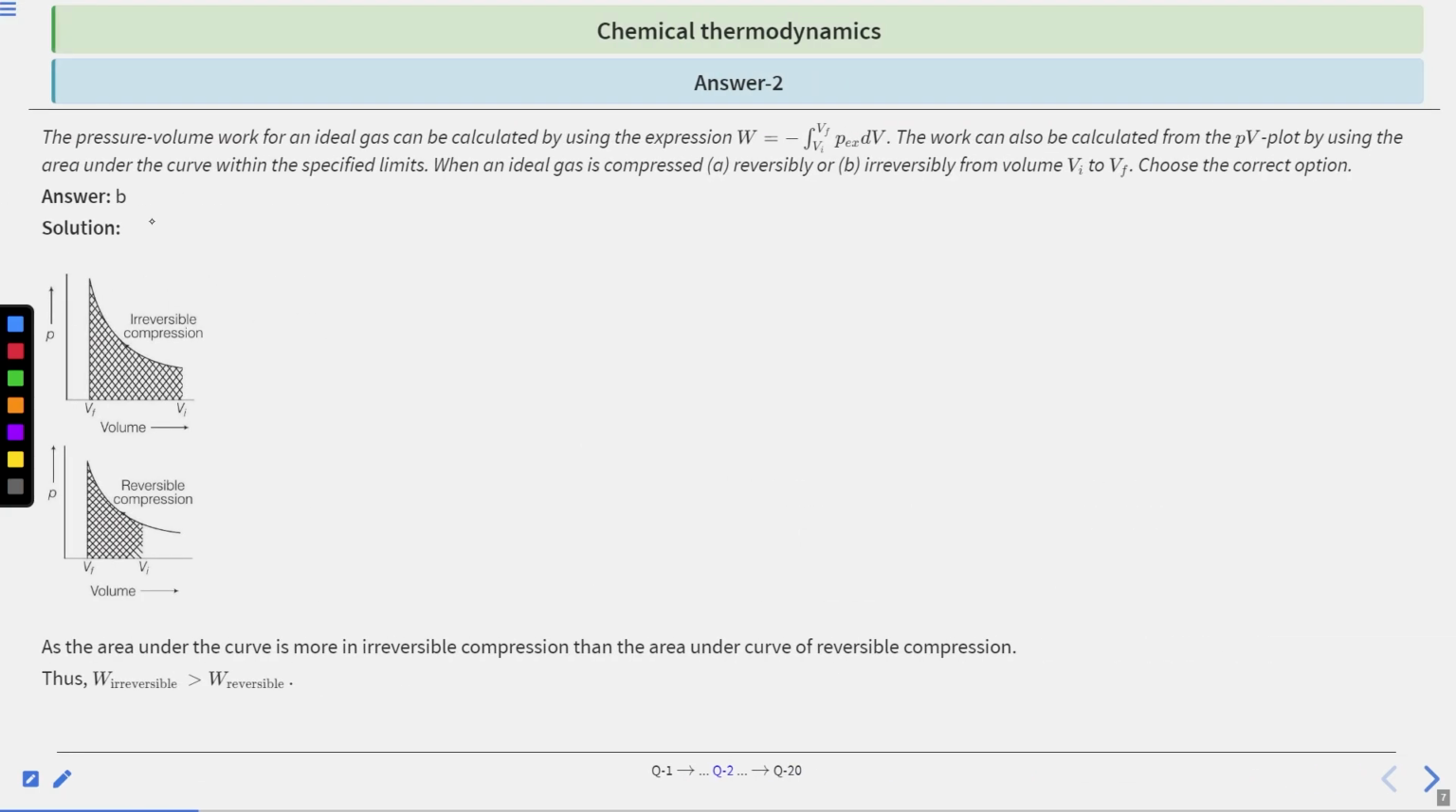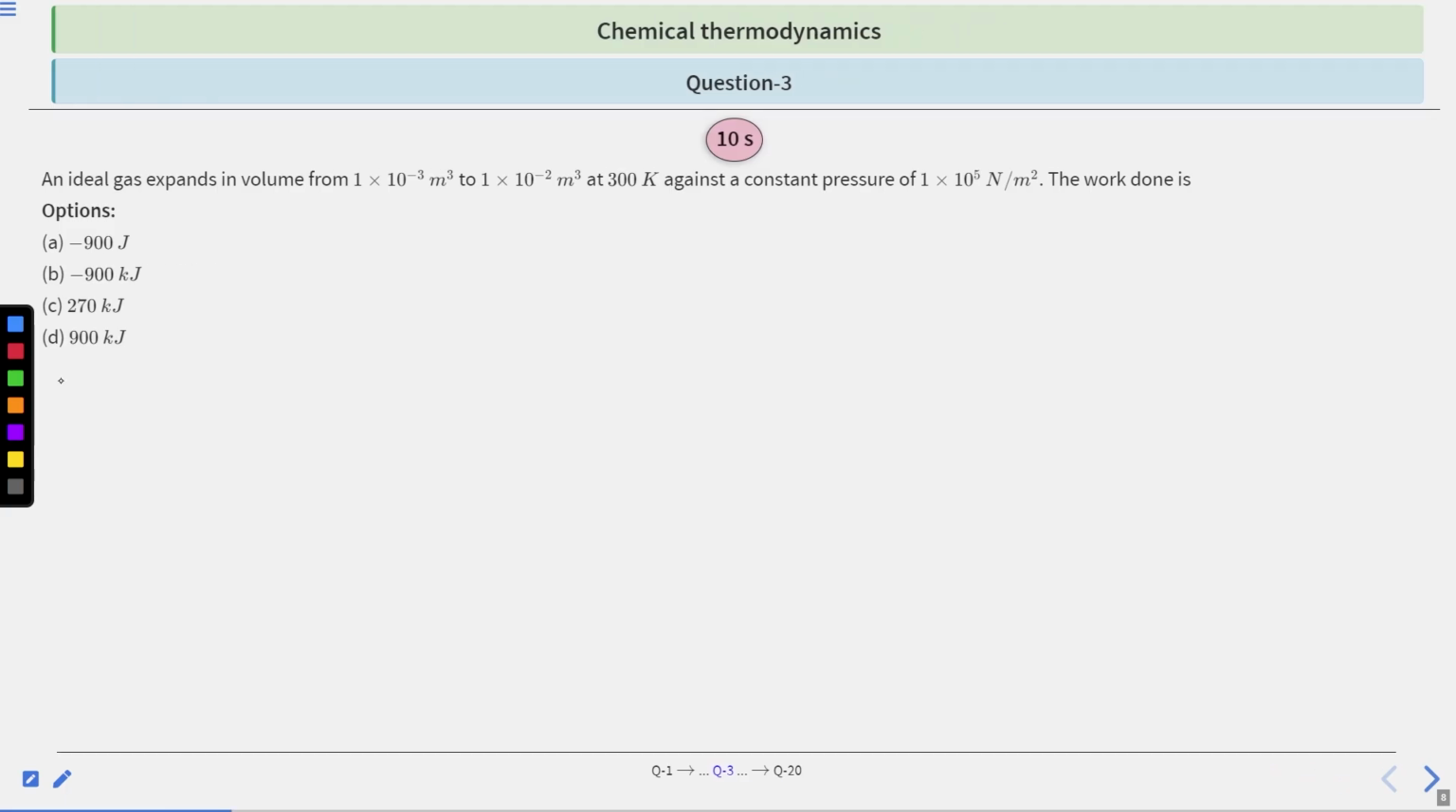Okay, so the correct answer will be option B. These are the graphs given here for irreversible and reversible compression. On the y-axis we have pressure, on the x-axis we have increasing volume. As you can see, the area under the curve is more in the irreversible compression than the area under the curve of reversible compression. Thus, the work done in the irreversible process will be greater than the work done in the reversible process. Hence, option B will be the correct answer. Moving on to question number 3.